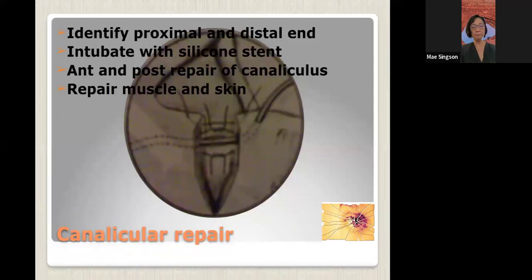Next, please. When doing canalicular repair, there are steps that you always have to follow. So these are the basic steps in canalicular repair. First, identify the proximal and distal end. Intubate with a silicone stent. Repair the anterior and posterior canaliculus with an absorbable suture, and repair the muscle and skin with another absorbable or unabsorbable suture. Next, please.